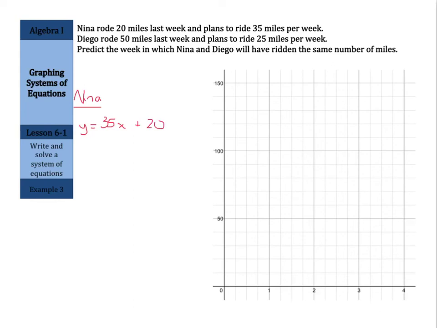And then for Diego, we have y equals, the rate was 25 per week, so 25x plus the 50 that he started. Well, let's graph Nina's. These are counting by tens on this graph, so 10, 20 is the y-intercept. Now, our slope is 35 per week, so if we started at 20, we'd go up to 55 and over to 1, which is right here.